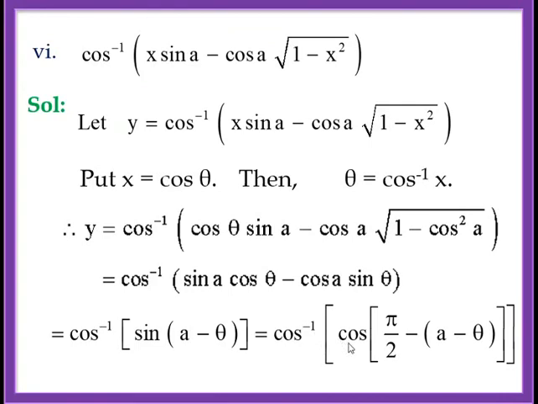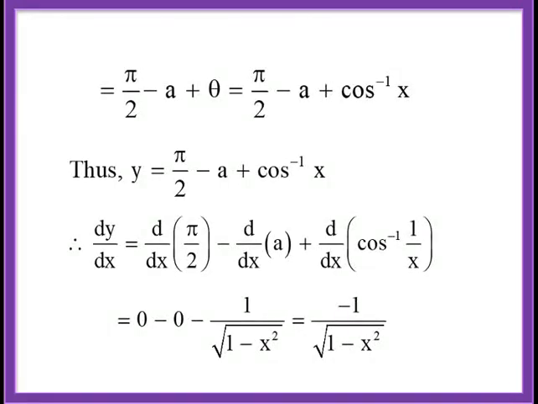Now, cos inverse of cos of any angle is that angle. So we get pi by 2 minus A minus minus plus theta. That is pi by 2 minus A plus cos inverse x. Differentiate. Derivative of pi by 2 is 0. Derivative of A, being a constant, is 0. What is derivative of cos inverse x? No, this should be cos inverse x only, I'm sorry. So what is derivative of cos inverse x? It is minus 1 upon root 1 minus x square.